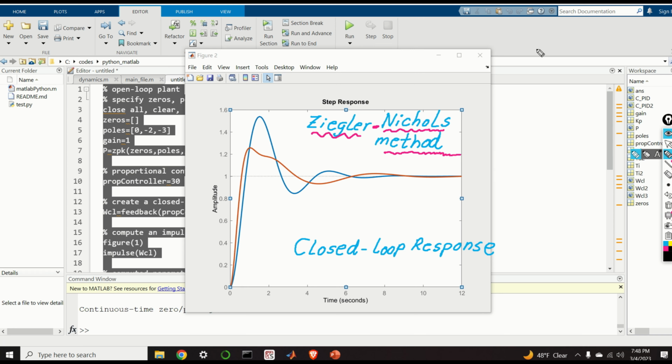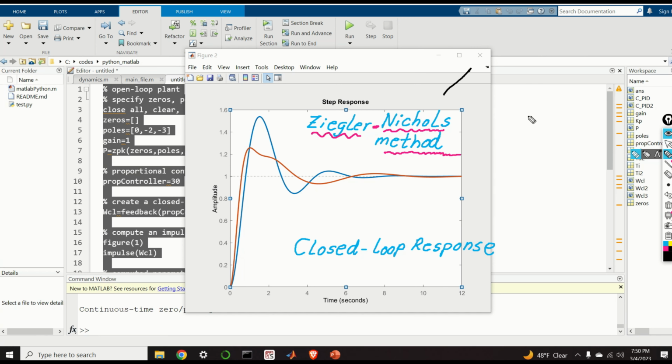Here's the main question. Are the control parameters computed by using the Ziegler Nichols method optimal in the general case? And the answer is no, they are not optimal. Then the question is, if they're not optimal, why do we use this method for finding the control parameters? Well, we use this method because we want to find initial values of PID control parameters.